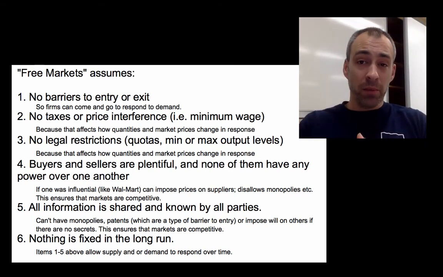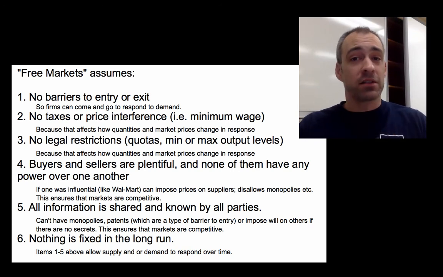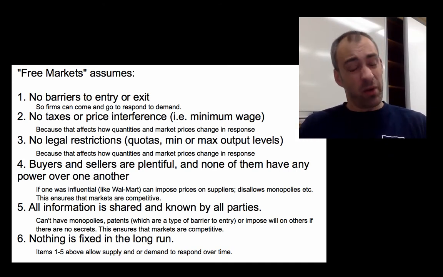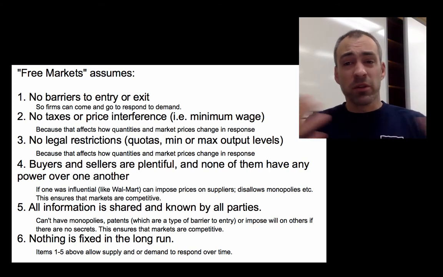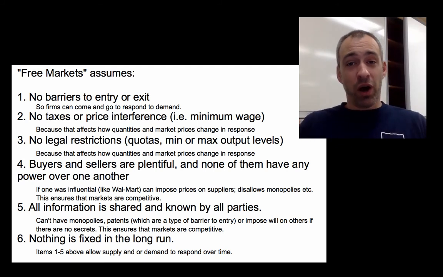So entry, can new companies come in and leave freely? Because obviously if they can't, you essentially have a monopoly situation, right? Are there taxes or government interference? There shouldn't be any in a free market. So it's a very theoretical concept. It's not an actual market out there, which is why there's weaknesses in some of the conclusions economists can draw from classical introductory level economics, right? Because there's a lot of assumptions. So number three, there's no legal restrictions, no quotas, no minimum or maximum output levels, no bans on producing certain products. So again, not always realistic, right?